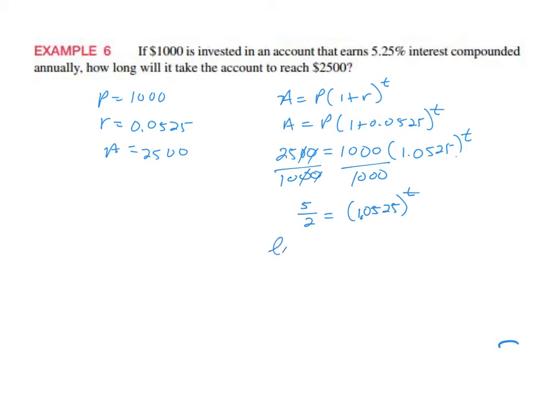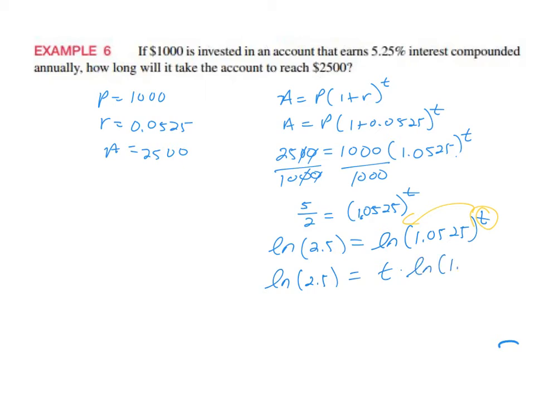And now I'm going to take a logarithm on both sides of the equals. What that does is now we can use that exponent rule that says that T can go to the front of the logarithm. And I can divide both sides by ln of 1.0525, and that will isolate the T.